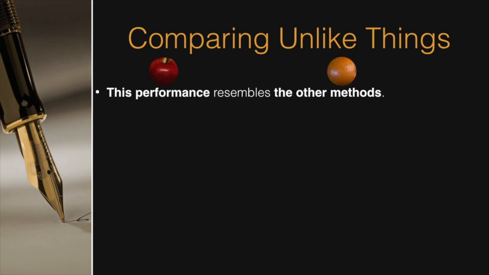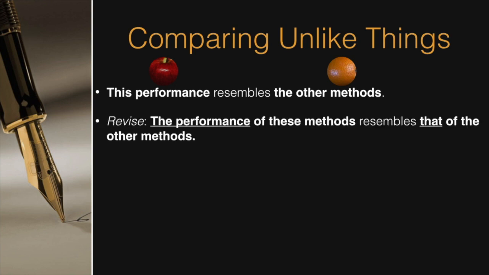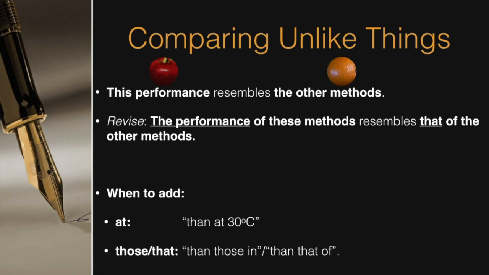Another example is: this performance resembles the other methods. So we revise as: the performance of these methods resembles that of the other methods. Notice in our revisions, sometimes we repeat a preposition like at to say than at 30 degrees centigrade, and at other times we add those or that to say than those in or than that of. Question is, how should we choose?